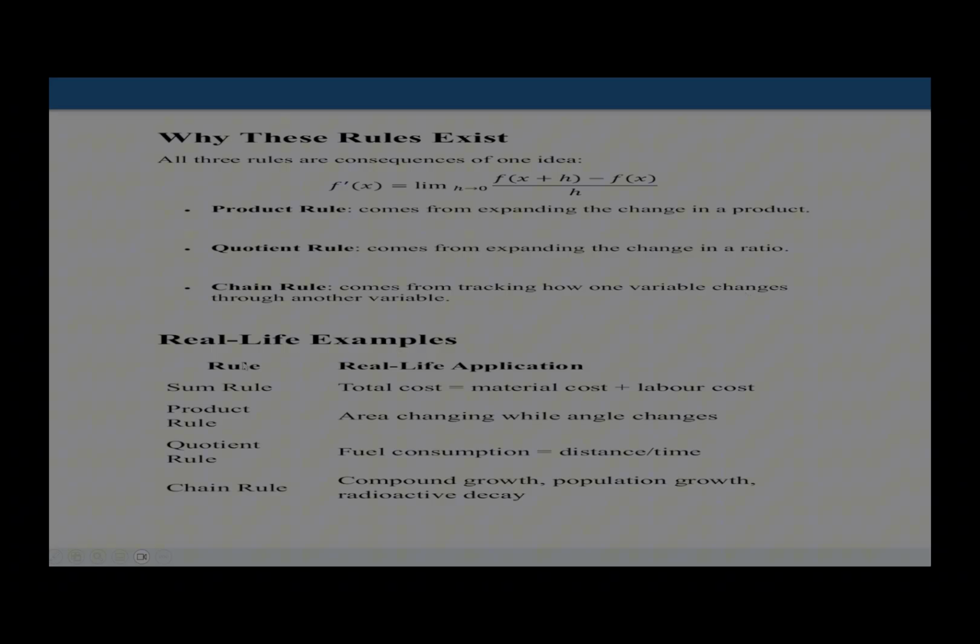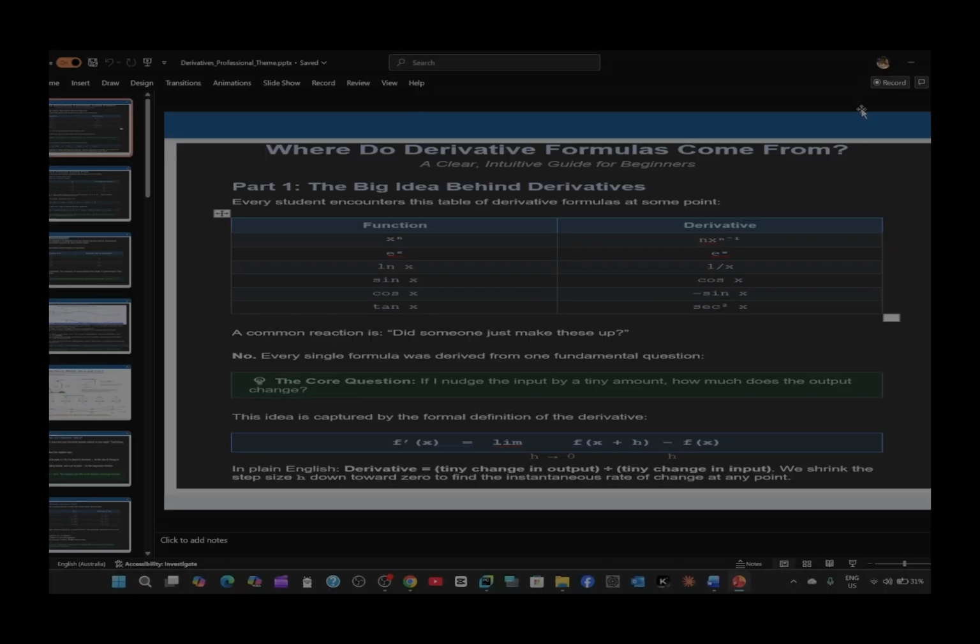As real examples of these rules: look at the total cost, material cost plus labor cost. The product rule is like area changing when the width and the length change. The quotient rule is like fuel consumption, distance divided by time. The chain rule is compound growth, population growth, or radioactive decay. This is a real-world explanation showing where we use all this mathematics. Okay, that's done for this presentation.